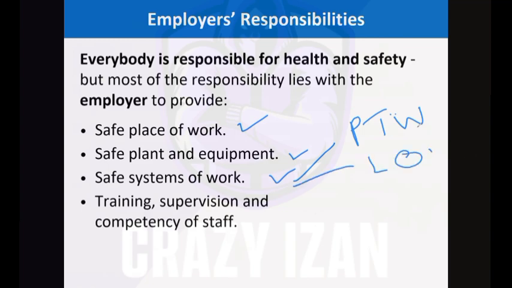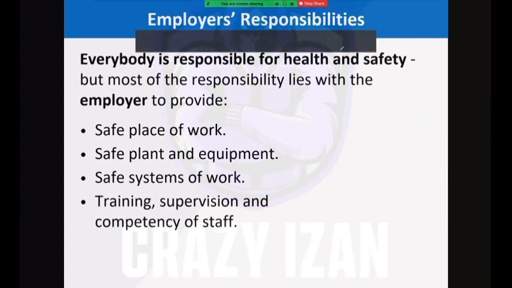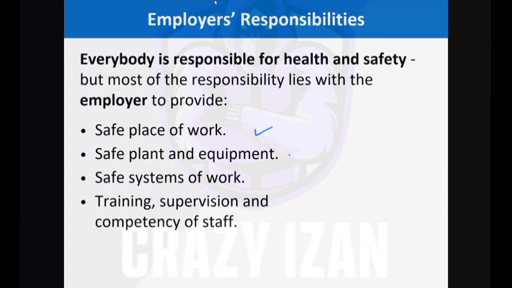Having a LOTO system, lockout, tagout system, that is also a safe system of work. JSA or job safety analysis is also a safe system of work. Having standard operating procedures, SOP, this is also a safe system of work. So there are many types of safe systems of work which are used in the market globally. So employer responsibility is to provide a safe place of work, safe plant and equipment, and safe systems of work as well.